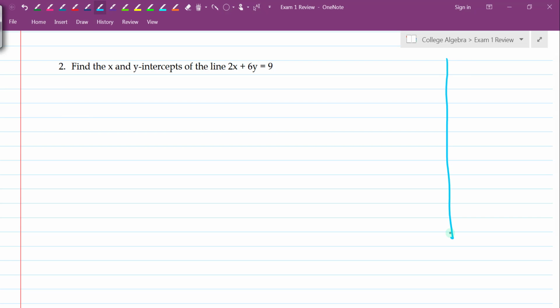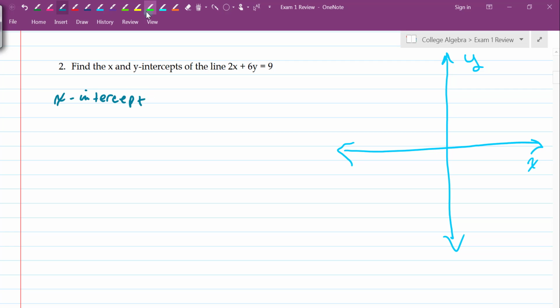We're going to draw a graph here real quick. And here is our x, here is our y. So to find the x-intercept, the x-intercept means that we must be sitting on the x-axis, a point somewhere on the x-axis, and we're not going in the positive direction of y, and we're not going in the negative direction of y. We're going to stay right here where y is equal to 0.